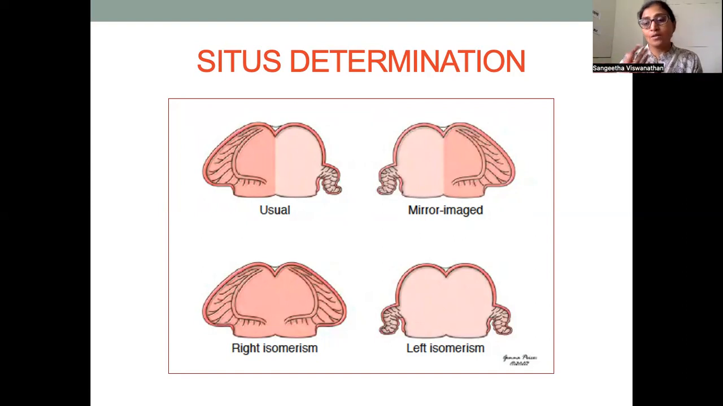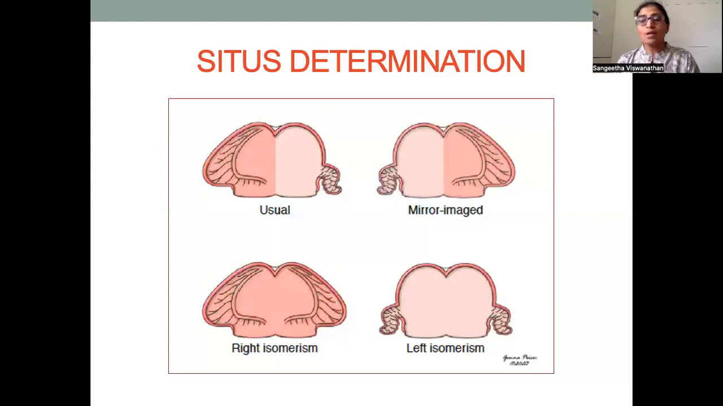In situs solitus, or the usual situs arrangement, generally on the right side you have the right atrium, characterized by the right atrial appendage. You have the right lung, which is trilobar. You have the right bronchus, which is broader and more of a direct continuation with the trachea. Then on the right side, you have the liver. These are all characteristics of the right side of us.